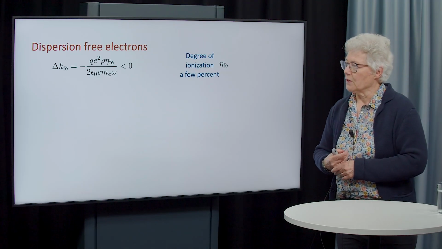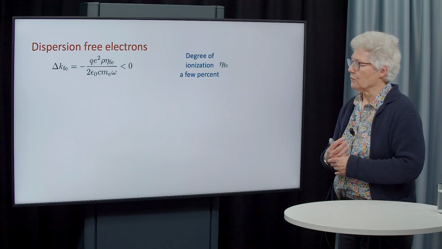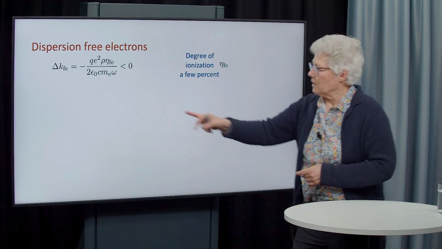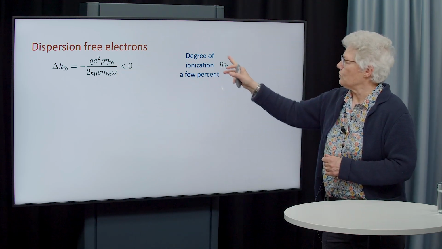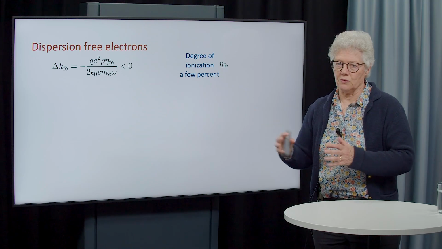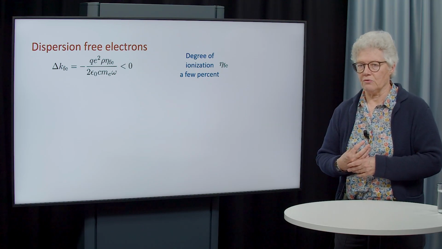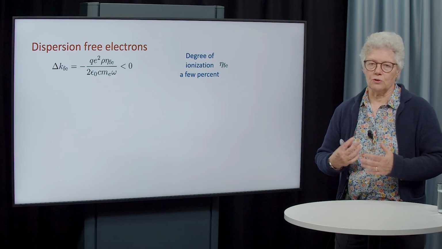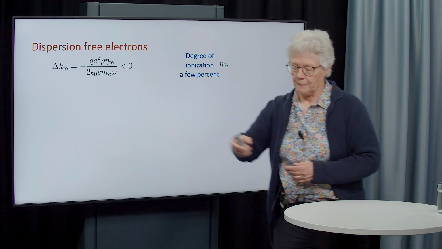Let's consider the effect of the free electrons. The phase mismatch, because of the free electrons, can be expressed by this term here, where eta Fe represents the degree of ionization in the medium. That's a very important quantity to understand phase matching. Typically, in this process, it's of the order of a few %. This term is always negative.